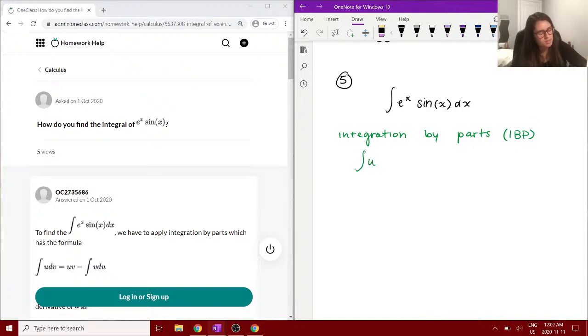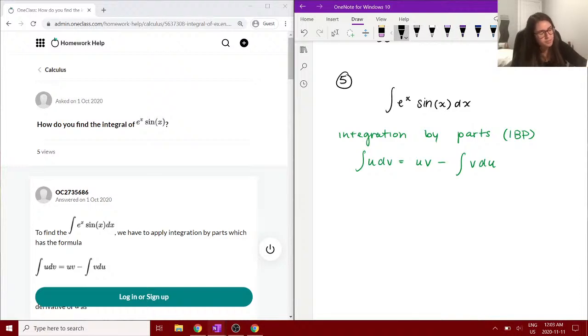If you have u dv, you can rewrite this as u times v minus the integral of v times du. And sometimes this is done because it's easier to take the integral of v than it is to take the integral of u. So we're just rewriting it so it might be easier to compute. All right, so let's try to apply this to what we have.